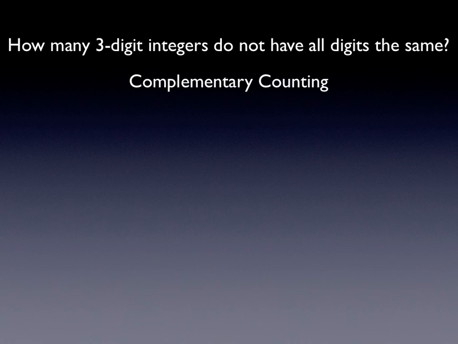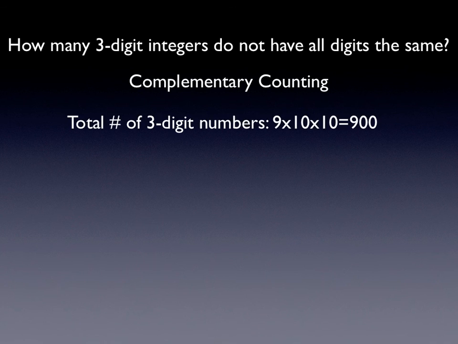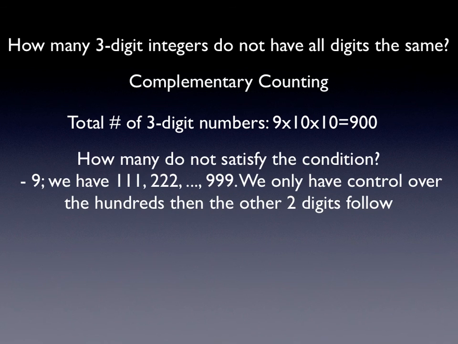This time, we will solve it by complementary counting. The total number of 3-digit numbers is 900, since you have 9 choices for the hundreds digit and 10 choices for each of the tens and ones digits, and they're independent, so you multiply them. Now we see how many numbers do not satisfy the condition. There's only 9 of them: 111, 222, 333, all the way up to 999. We only have control over the hundreds digit, then the other 2 digits have to be identical to it. So our answer is 900 minus 9, which is 891.